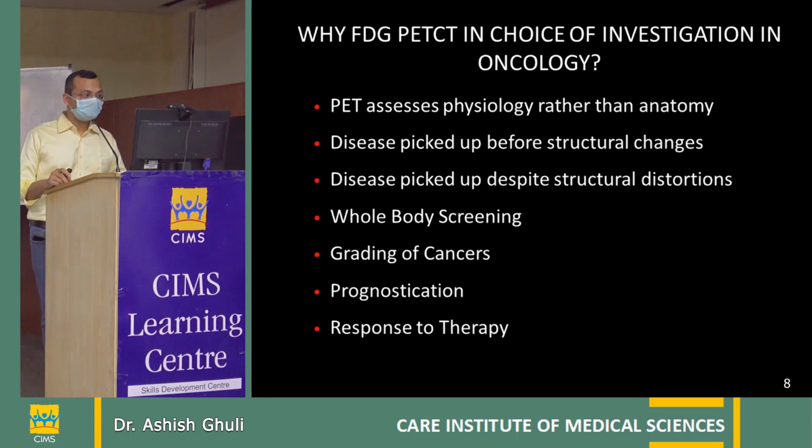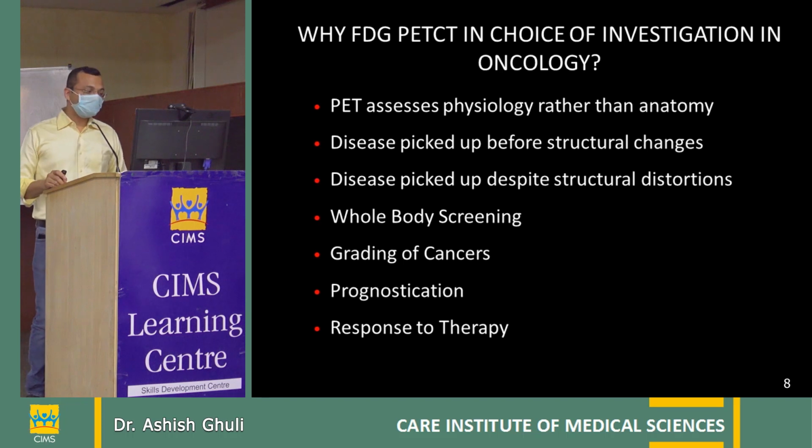Another major indication is infection and inflammation imaging, and some part of neurology also can be used. So why is FDG PET CT the investigation of choice in oncology? Basically because PET assesses the physiology. So PET CT is a physiologic image, not a morphologic image. So all diseases can be picked up very early in the course of the disease, and it is easy to differentiate structural distortions, mainly in the post-operative setting.